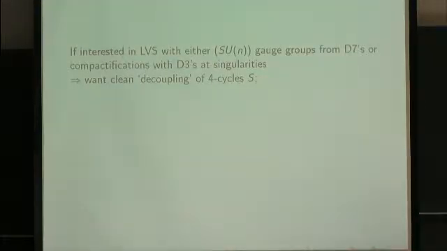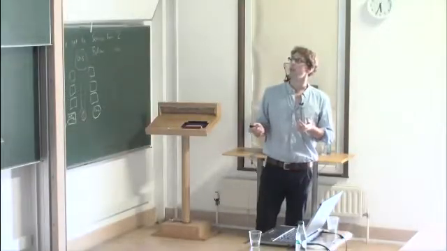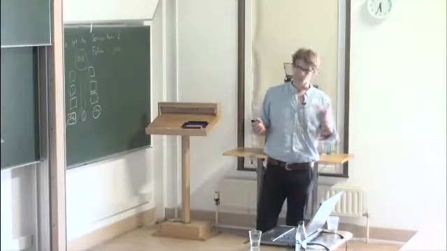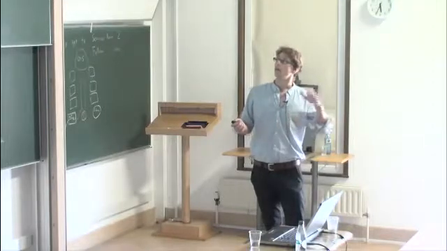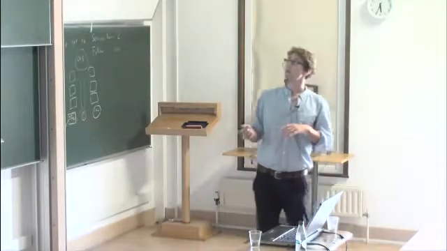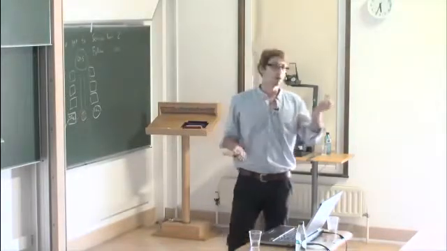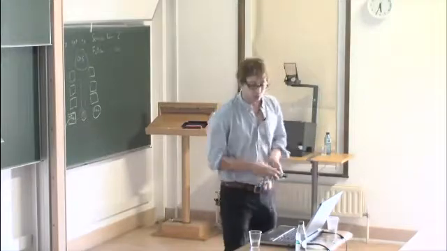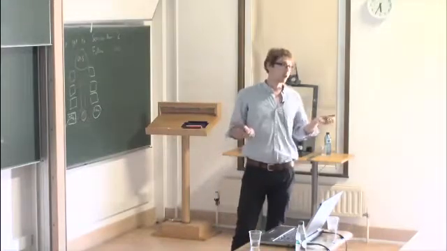So why do we have h1,1 minus greater equal than 1? If we want to do a large volume scenario, a stabilization via the large volume scenario, and have these D7 branes on which we have the gauge group for the visible sector in 4 dimensions, or we have these D3 branes at singularities, we want a clean decoupling of the cycle on which we either wrap the D7 branes or which shrinks, and then we put on the D3 branes. So by clean decoupling we mean a shrinking to a point.